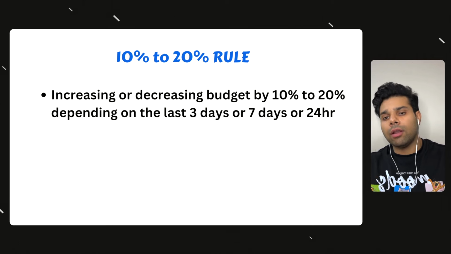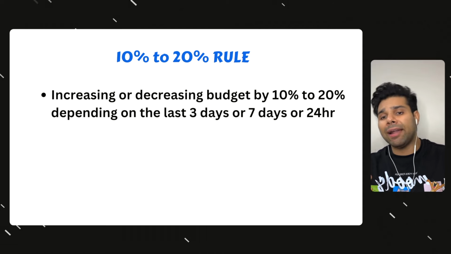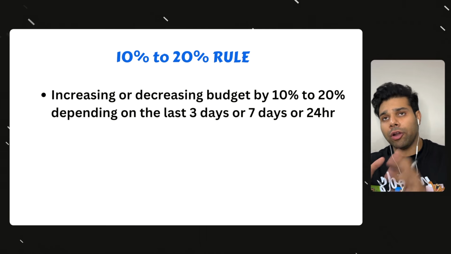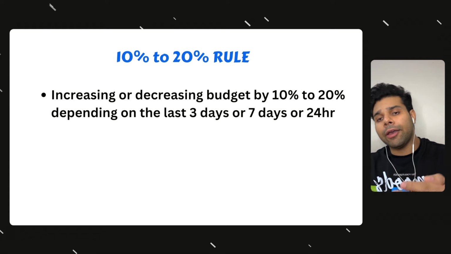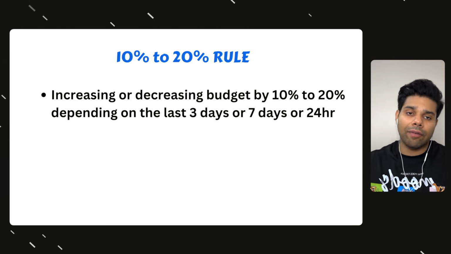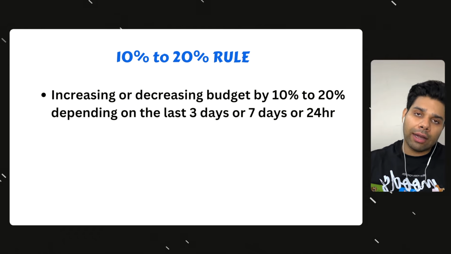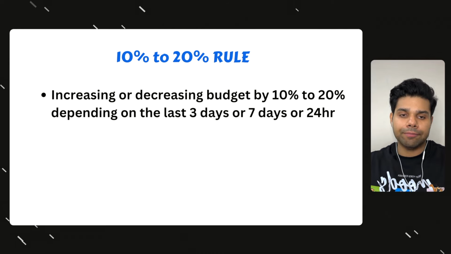10% or 20% rule. Increasing or decreasing the budget by 10% to 20% depending on the last 3 days, 7 days, or 24 hours. This needs to be set by you. When I want to increase the budget by seeing the 3 days or 7 days, the more days you take to make the changes, the more consistency or stability you will get.